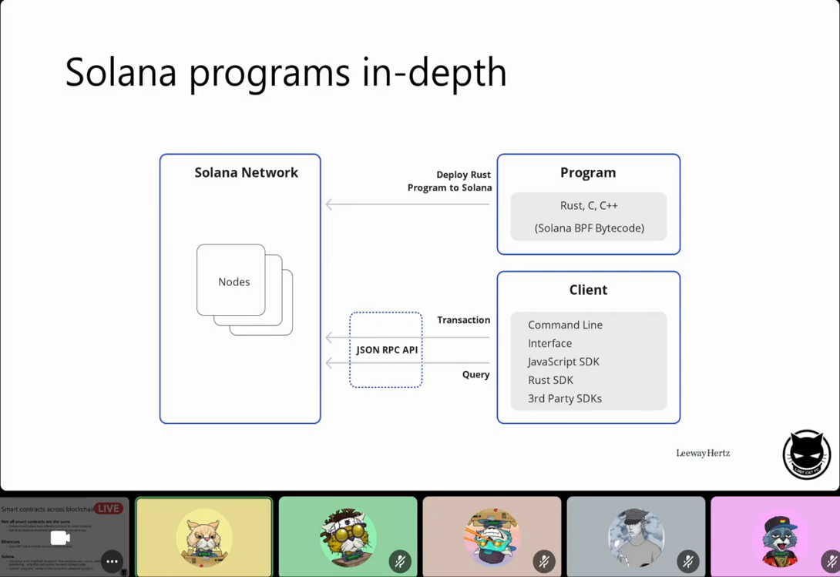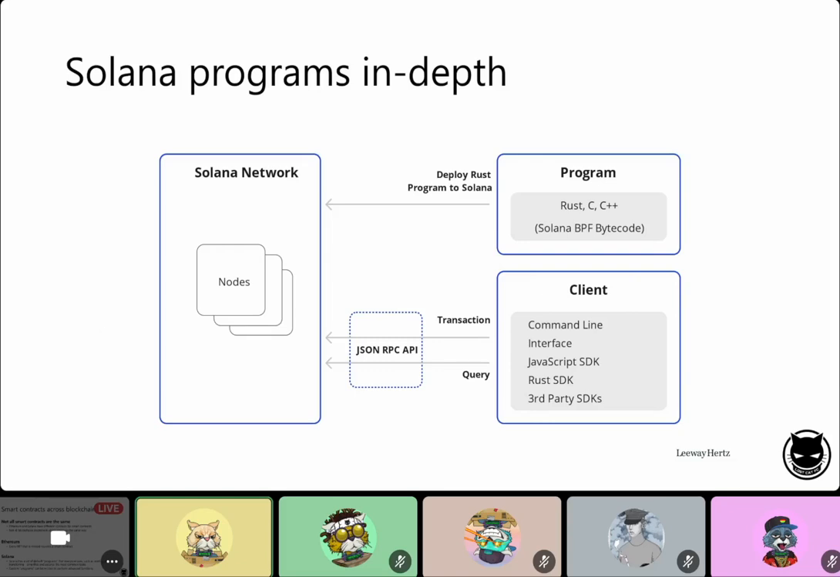And what a program is, it's basically some code that is written, and that in Solana that's generally written using Rust, although it's technically possible to use C and C++ as well. And once a developer writes this program and they write it on their local machine, kind of like how they would develop any other type of app, they deploy this program to the Solana network.